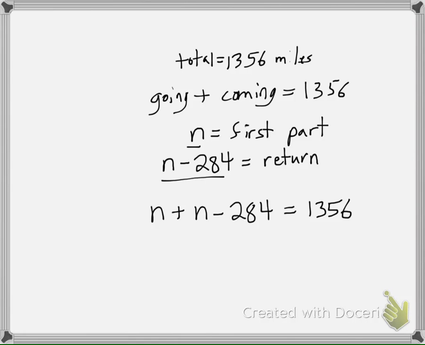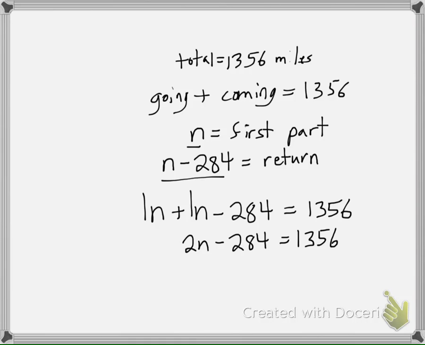Now, the expression that they have on the answer key, though, is just simply this simplified, because before we start solving it, we need to do what? We need to add our like terms. So we have 1N, and we have 1N, so that makes 2N minus 284 equals 1,356. So that's what they had in the textbook, the answer key, right?